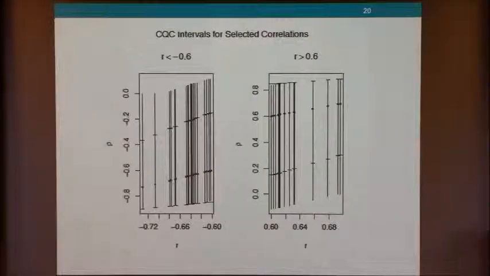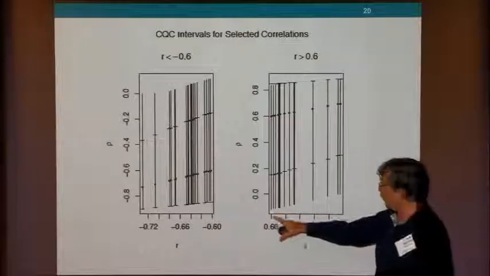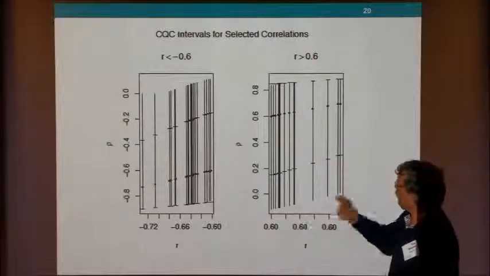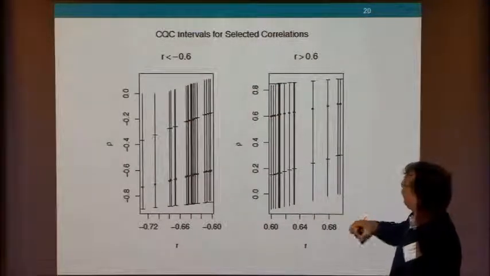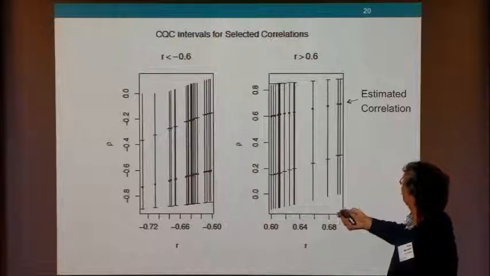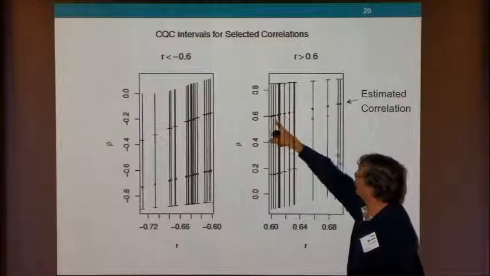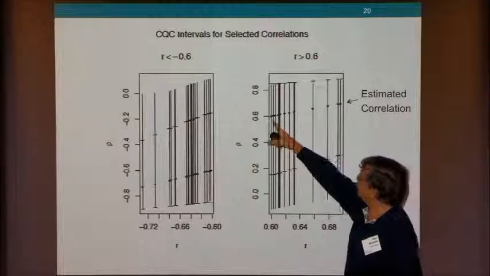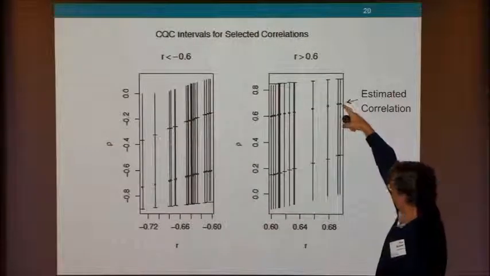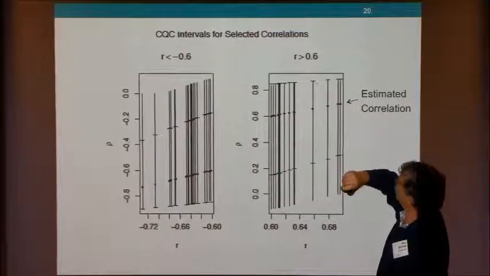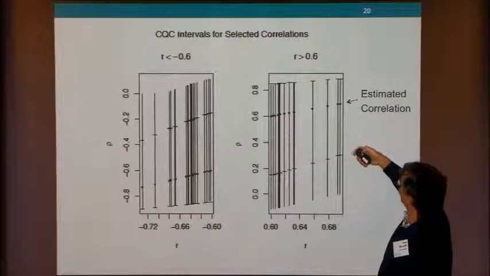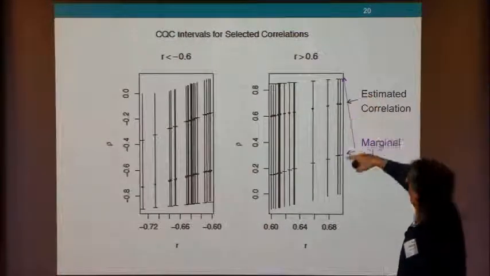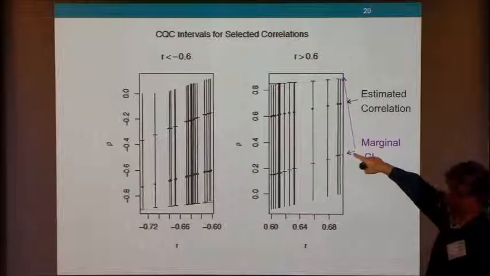And this is the picture that they have. This is R bigger than 0.6. Look at the positive ones. What I have here is the estimated correlation, so this will be linear in this. This is 0.6 and so on up to 0.69. And these are the regular confidence interval, the marginal confidence interval on the correlation.